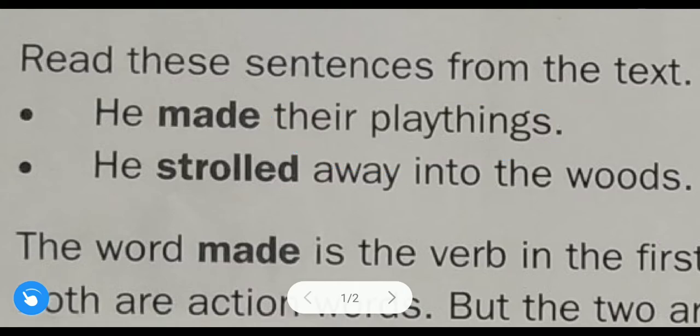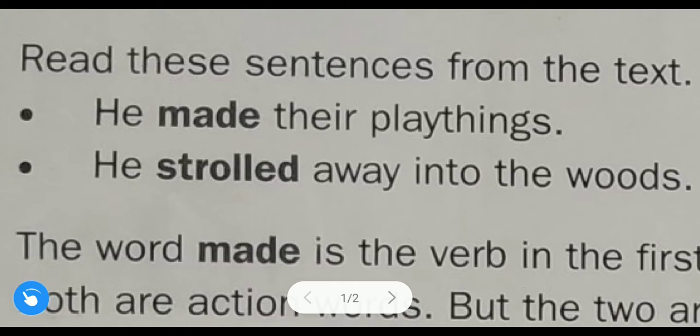Now let us discuss the second example. Before that, just remember, whenever you ask the question with what, and if you get the answer, then it means the object receives the action of the verb, and then it is called the transitive verb. Now ask the question with what in this sentence: what he made? He made their playthings, their playthings is the answer. So you got the object which receives the action of the verb. Such a verb is called a transitive verb.